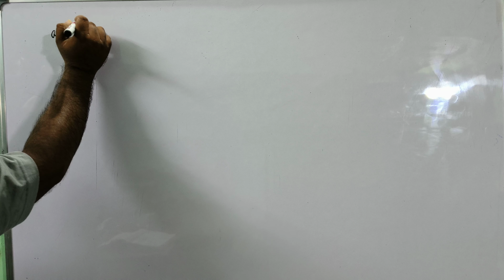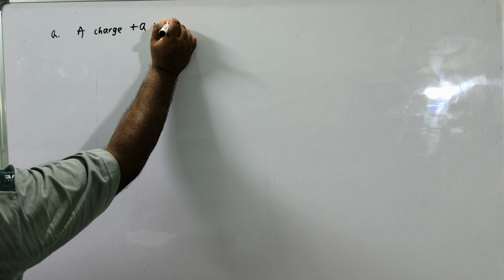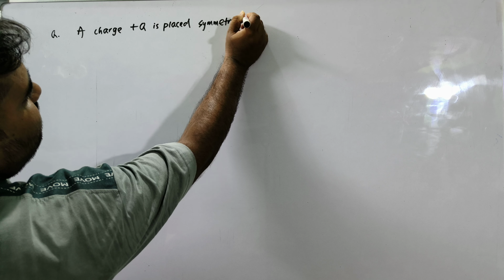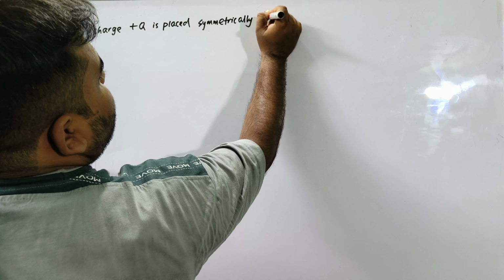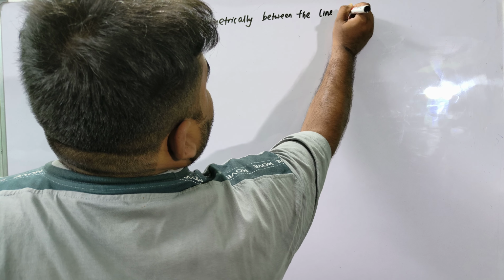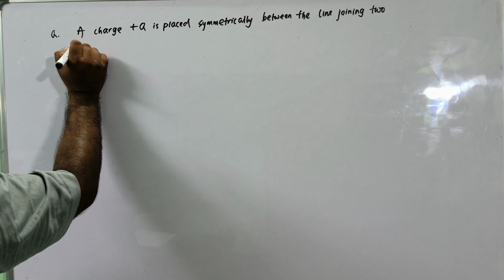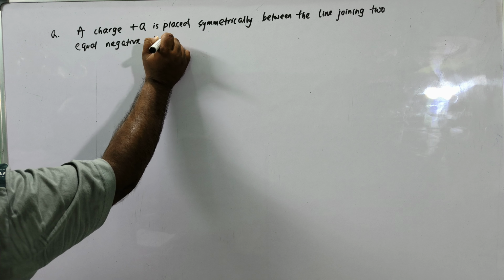So what is the problem? It is a conceptual problem. It is given that a charge plus Q is placed symmetrically between the line joining two equal negative charges. Okay, two equal negative charges.